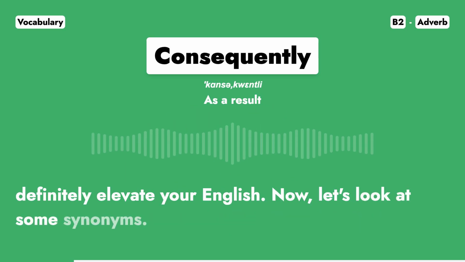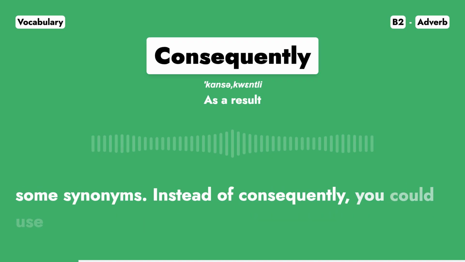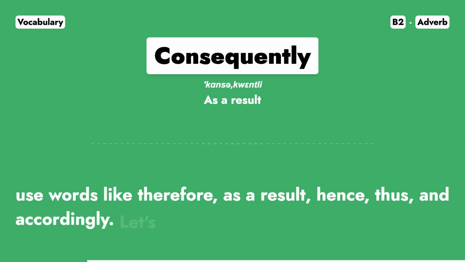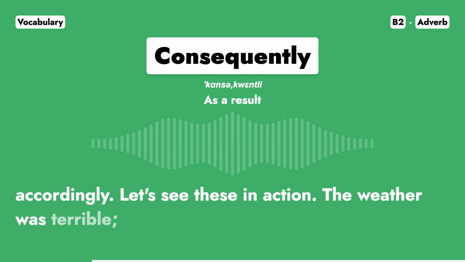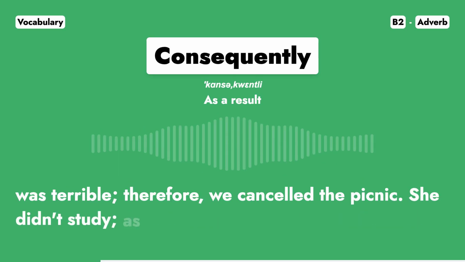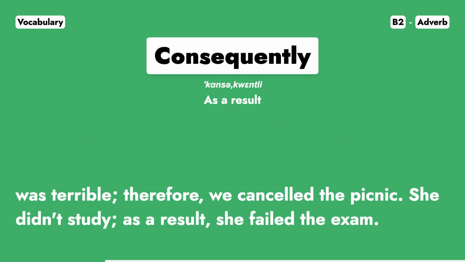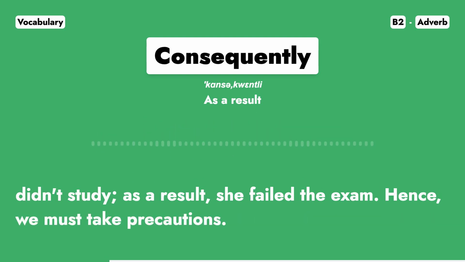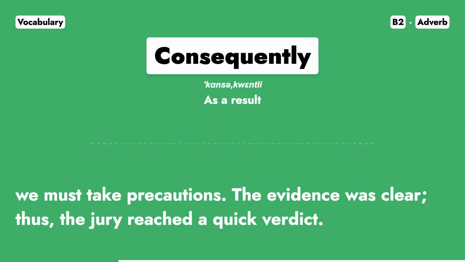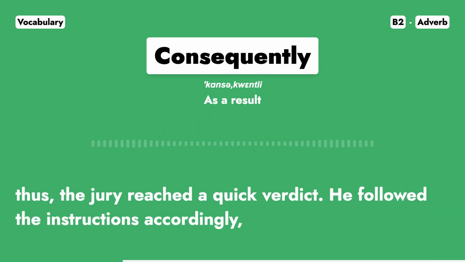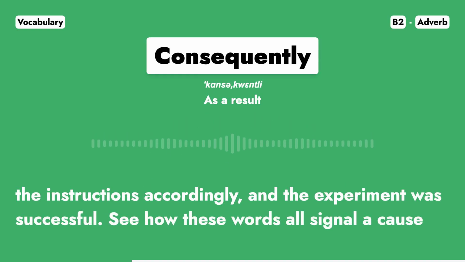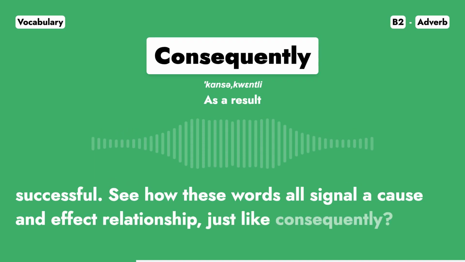Now, let's look at some synonyms. Instead of consequently, you could use words like therefore, as a result, hence, thus, and accordingly. Let's see these in action. The weather was terrible. Therefore, we canceled the picnic. She didn't study. As a result, she failed the exam. Hence, we must take precautions. The evidence was clear. Thus, the jury reached a quick verdict. He followed the instructions accordingly, and the experiment was successful. See how these words all signal a cause and effect relationship, just like consequently?